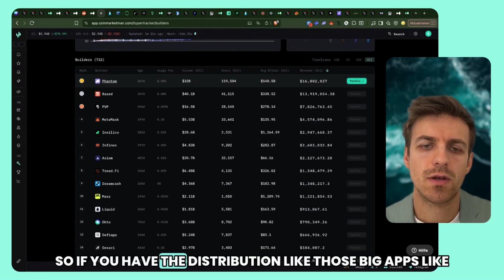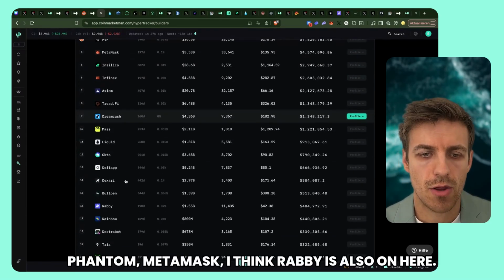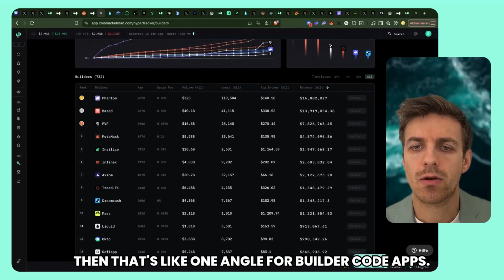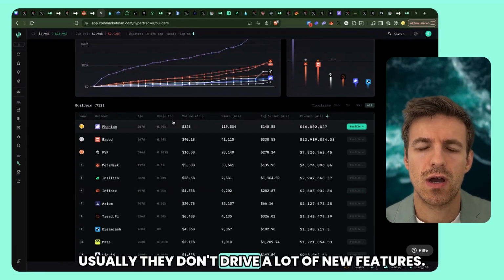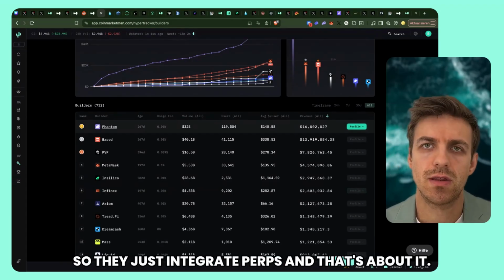So if you have the distribution, like those big apps like Phantom, MetaMask, I think Rabby is also on here, then that's one angle for builder code apps. Usually they don't drive a lot of new features, so they just integrate perps and that's about it.